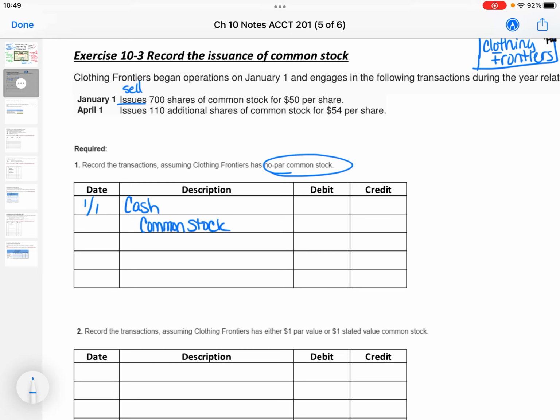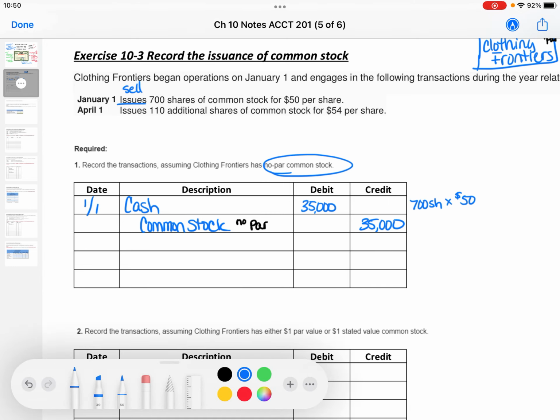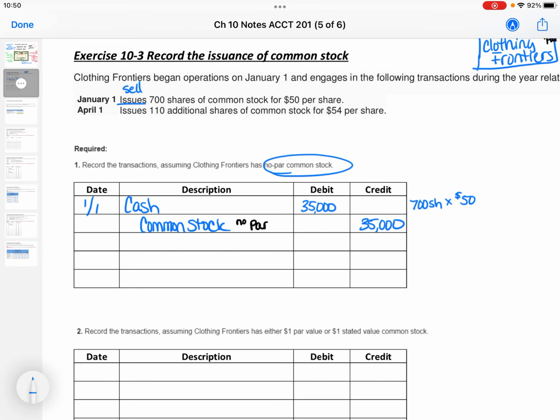And it will just be for the amount of money. Now I had 700 shares times $50 per share. So we're looking at $35,000 for the debit and the credit. What's important to note here is that I had no par. So this journal entry looks like what you guys have been doing all along. And that's because all along we've been doing no par stock.